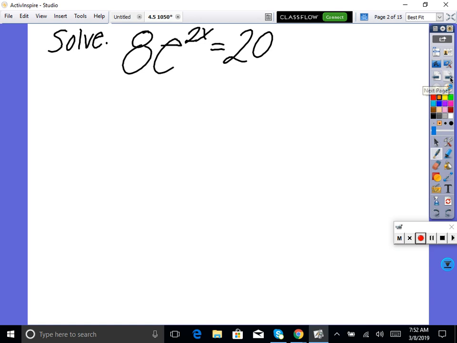So solve. Probably a lot of these you won't even need to take notes on because you've seen this so many times. You'll just be able to know if you know what you're doing with the homework. So let's just all watch. What would I do first?